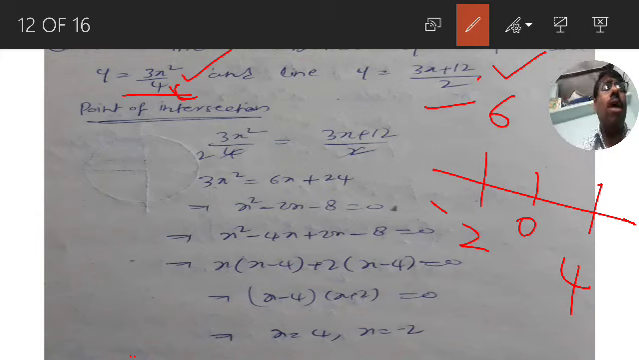Limits are from minus 2 to 4. What are the limits? Limits are from minus 2 to 4. Take any value between -2 to 4. I am taking 0 for simplicity and substituting in these curves.